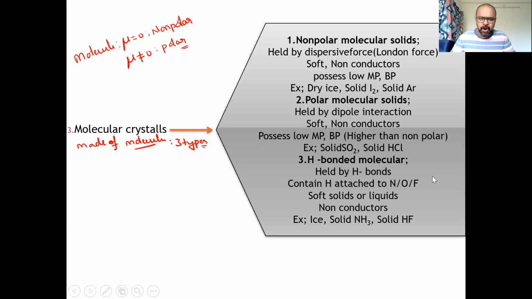Can solid alcohol, like ethyl alcohol, be an example of this particular category? Solid alcohol, ethyl alcohol, for example. What is the formula of ethyl alcohol? Ethyl alcohol is C2H5OH. So now can you answer? Can there be a hydrogen bond between two ethyl alcohol molecules?